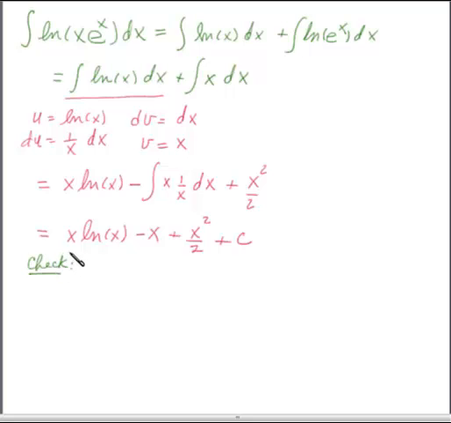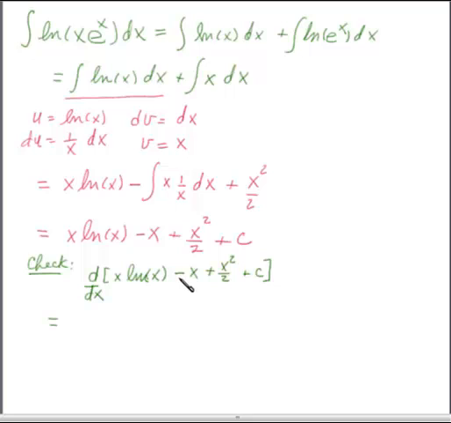So here's our check. I have to take the derivative of x natural log x minus x plus x squared by 2 plus a constant with respect to x. And if in fact this is the antiderivative, when I differentiate this, I'm going to get log x e to the x. So, a good thing we've already studied derivatives and we know how to take derivatives.